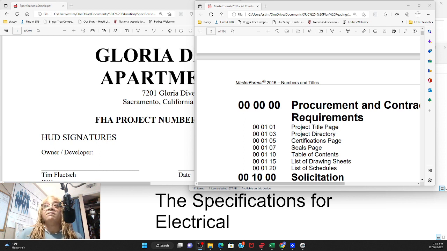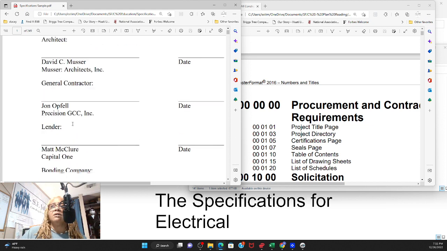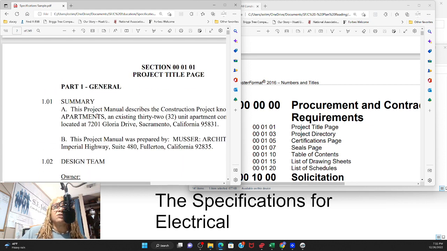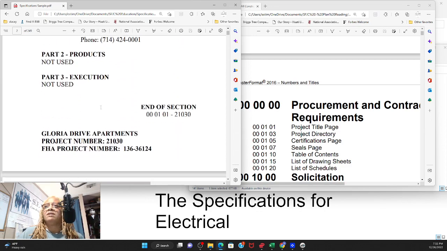I just wanted to go over an actual set of specifications in conjunction with the master format, to show you the actual set in comparison to the master format and how they compare. So the first set we're looking at is for the Gloria apartments, and they give us all of the specifications and all of the vital information.